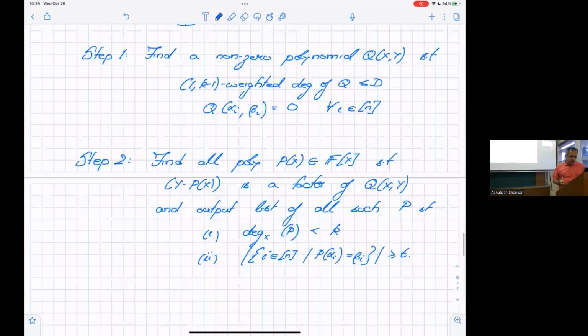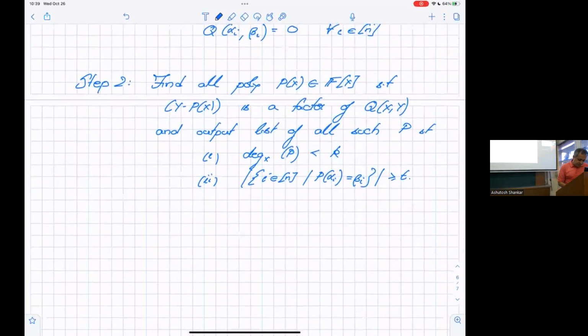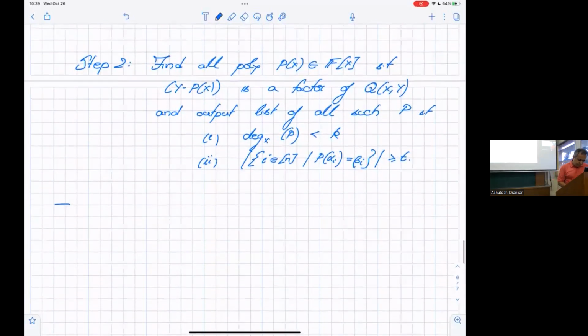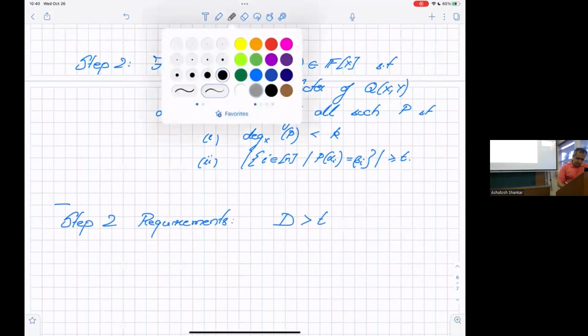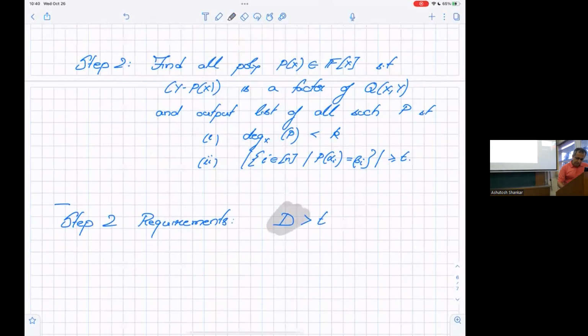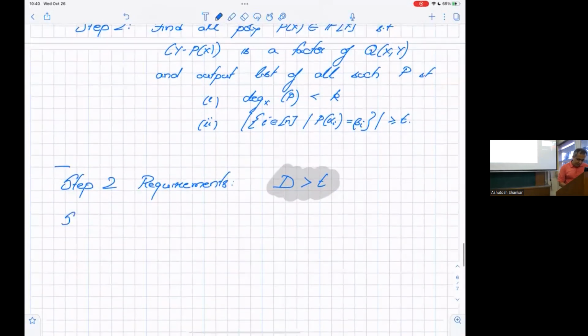So step 2 is the interpolation requirement. So let's now see. Step 2 requirements have now become easy. That's just d greater than t. That's just the step 2. Step 1 requirements. Step 1 was the interpolation.